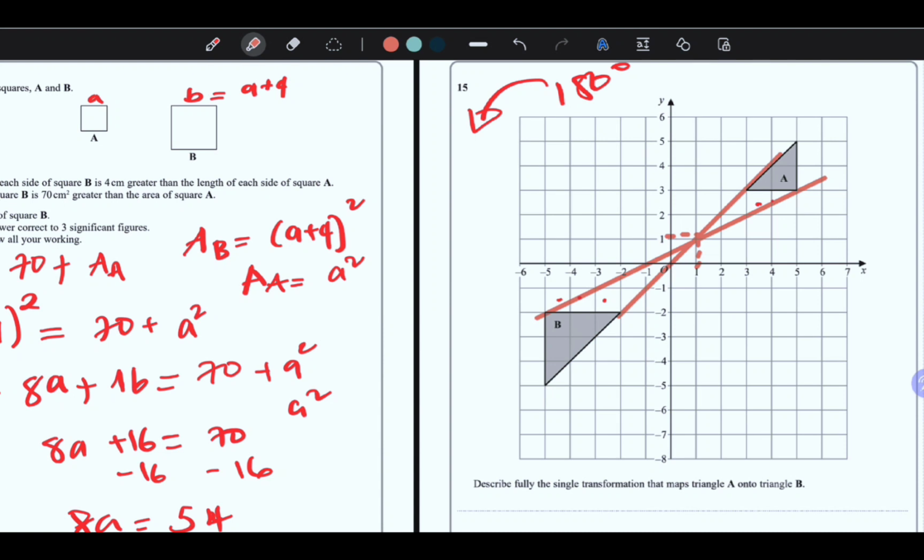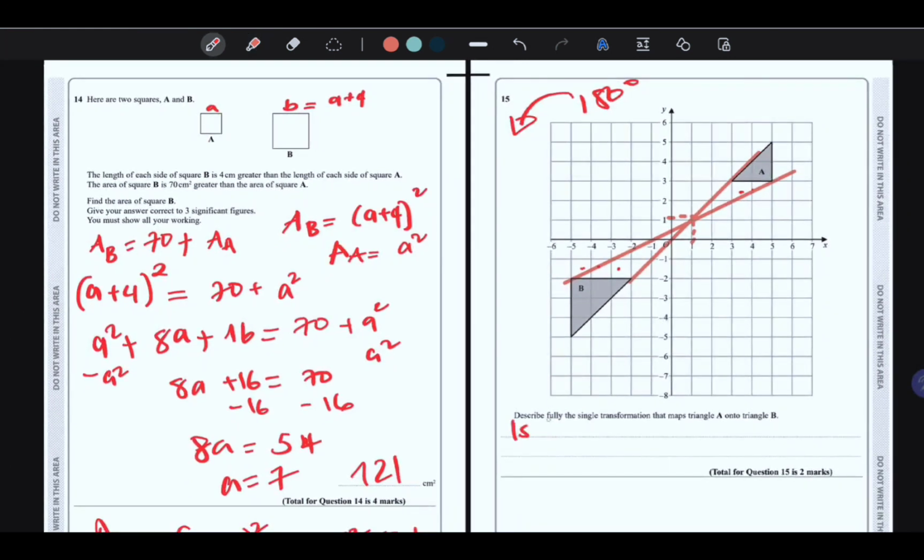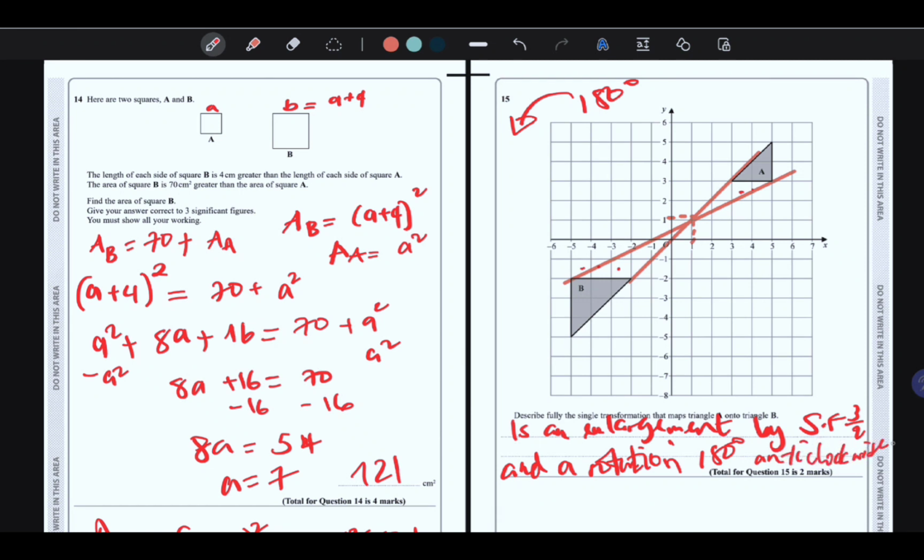So we can now say that this is an enlargement by scale factor 1.5, which is 3/2, and a rotation of 180 degrees anti-clockwise about the point (1, 1).